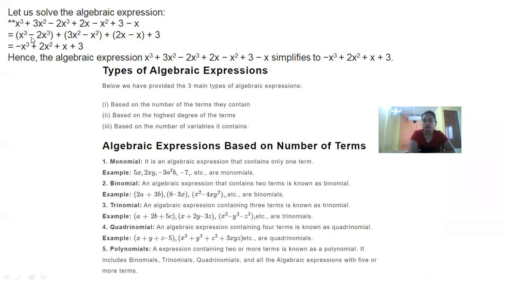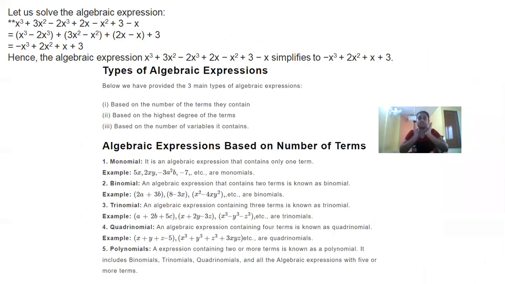Now operating the normal algebra here, x cube minus 2x cube will give you minus x cube, because the coefficient 1 minus 2 will give you minus 1. Here 3 minus 1 will give you 2, so this is plus 2x square, and 2 minus 1 is only 1, that is x. So your final answer is minus x cube plus 2x square plus x plus 3.